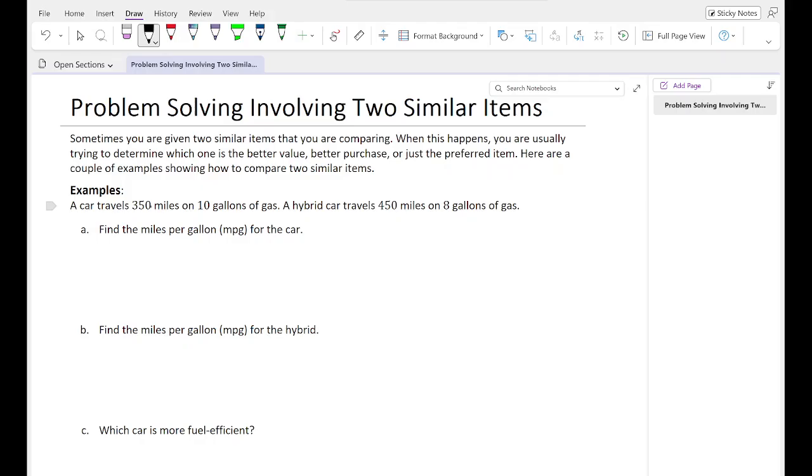A car travels 350 miles on 10 gallons of gas. A hybrid car travels 450 miles on 8 gallons of gas. Find the miles per gallon, the MPG, for the car.